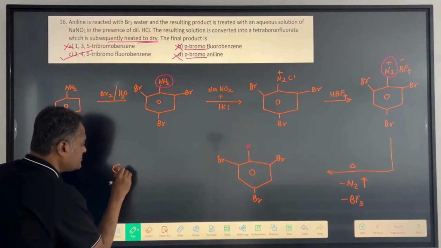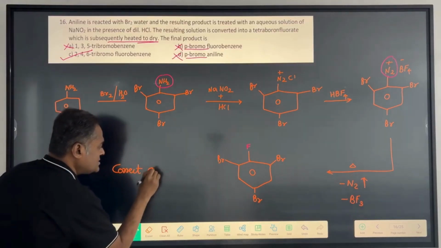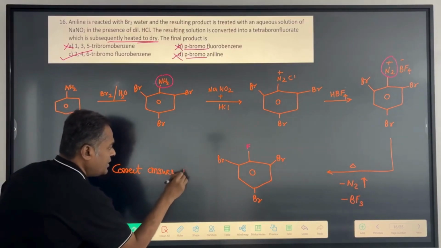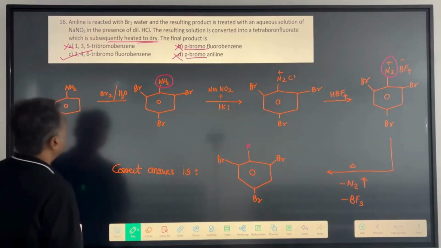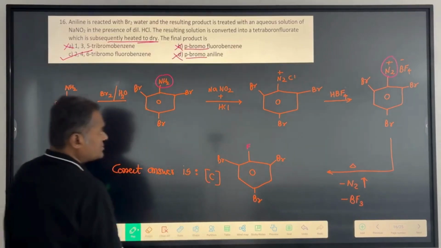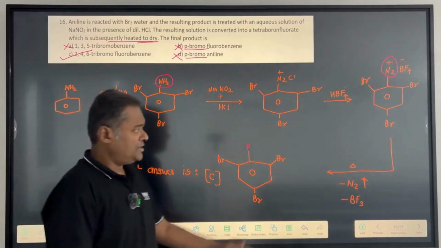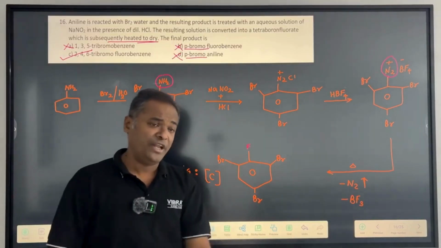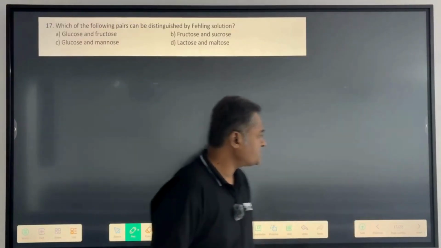So the correct answer is, what is the correct answer? C is the correct answer. I hope this is clear. Let's proceed with the next question on the screen.